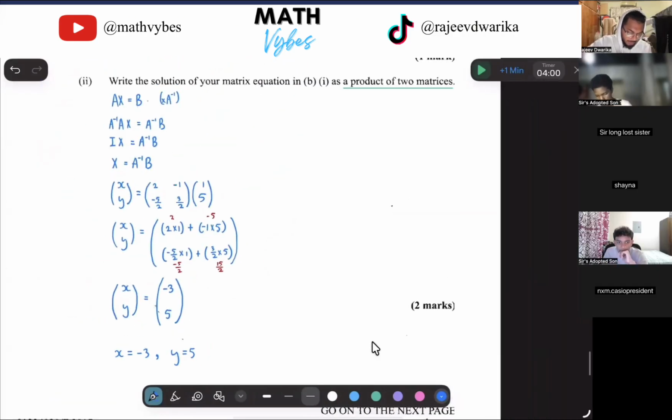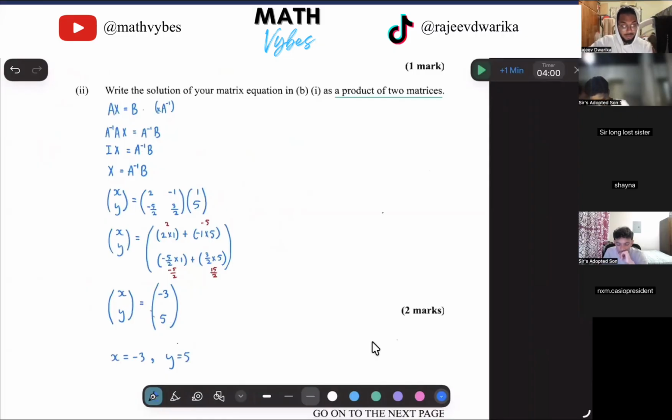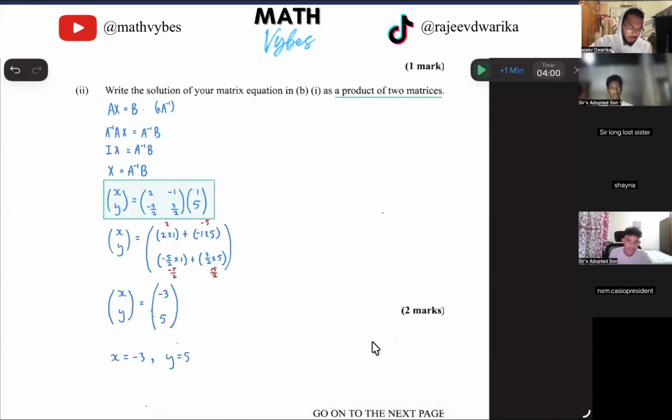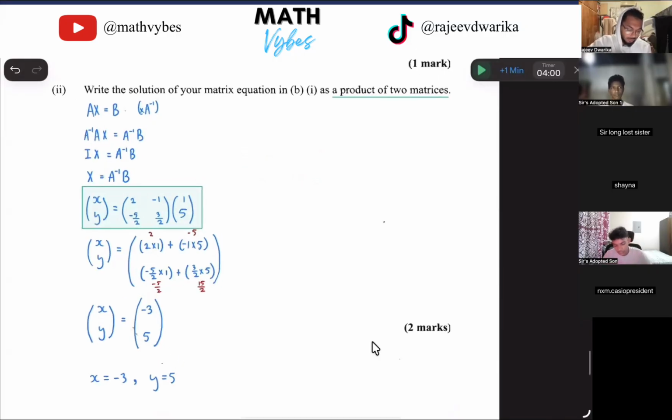Are we okay with that? Now, they didn't tell us to do all of that. They just asked us to go up to this part. They never asked us to solve it. They just said, write it as a product of two matrices. Your answer is always going to be the inverse of the matrix of coefficients by the matrix of constants.